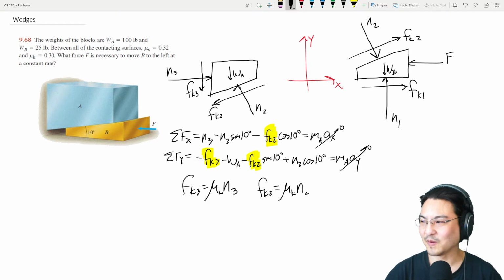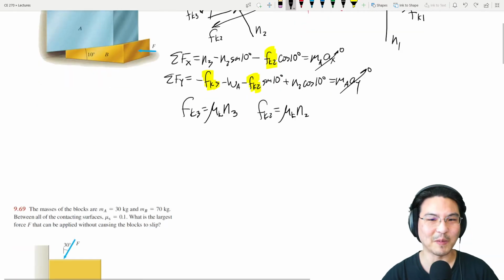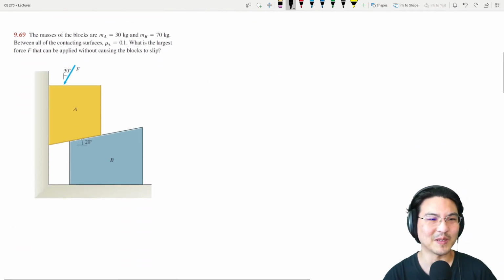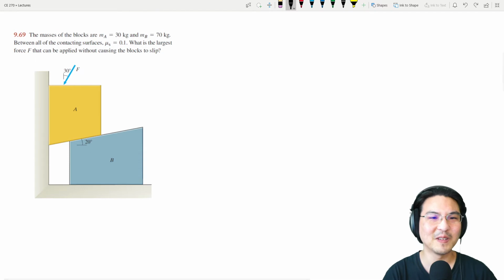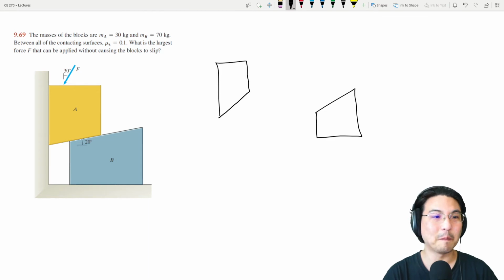Okay, so this is best by example. So let me just get to a different example, and I'll move a little quicker. So block A, you just draw the free body diagram. Block B, draw the free body diagram. Each of them has weight.